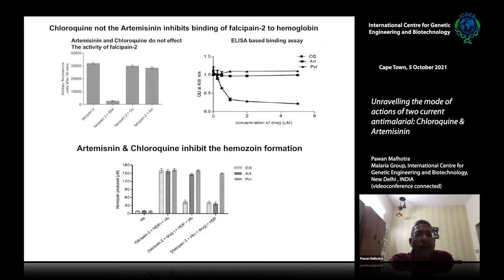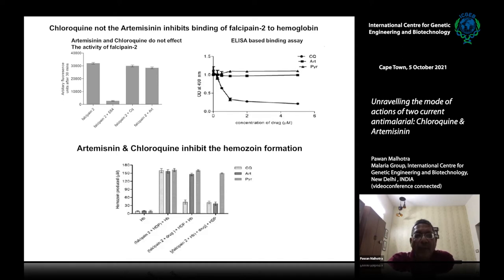And you can see in the left-hand panel, neither artemisinin nor chloroquine was able to affect the protease activity of falciparum 2. However, if you see the right-hand panel, we were able to see that chloroquine was able to block the binding of falciparum 2 to the hemoglobin. So that was one of the findings which we could show by our in vitro reaction.